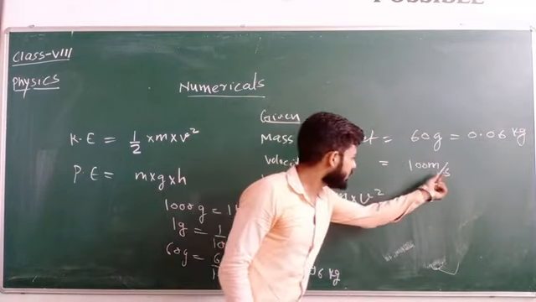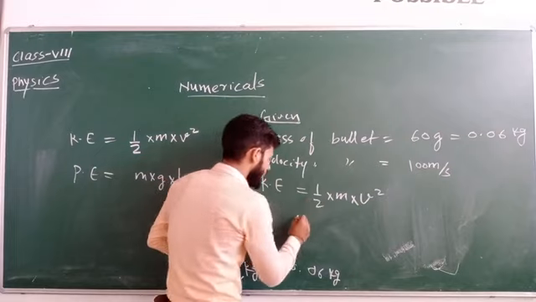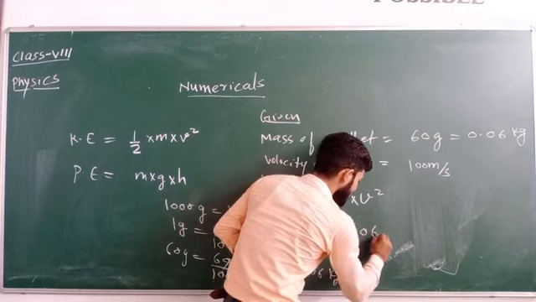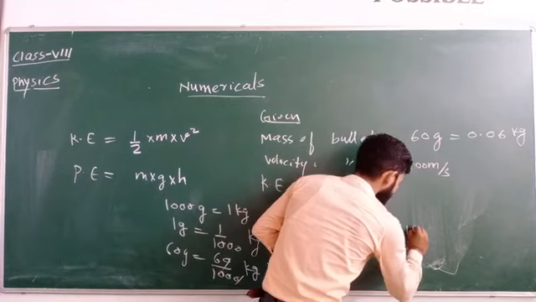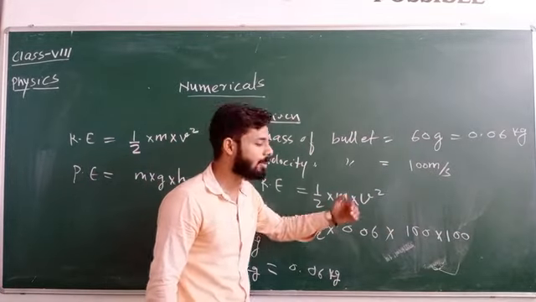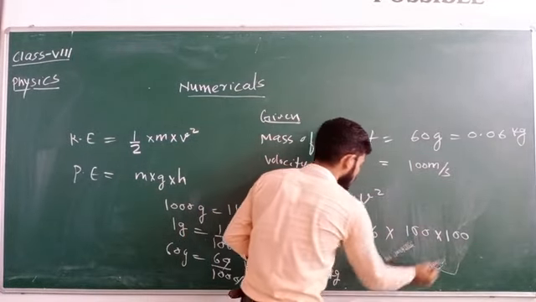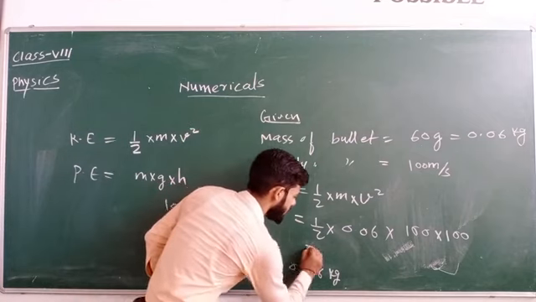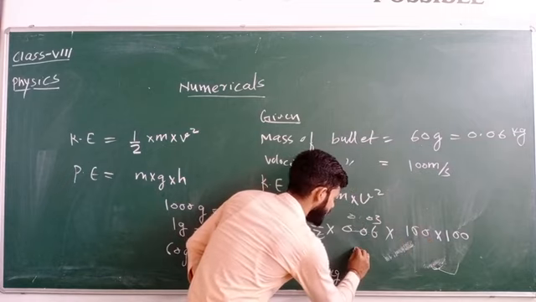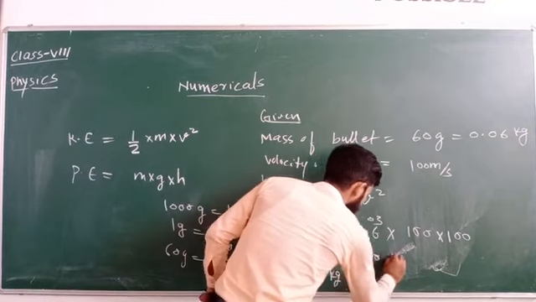Now velocity is already given in meter per second, so you only have to put in the values of mass and velocity. So 1 upon 2 into mass, that is 0.06, into velocity, that is 100 into 100. V square means you have to multiply 2 times, so V into V. Finally you will get 0.03 and after multiplying, that is 300. Very good. So 300 joule will be the right answer.